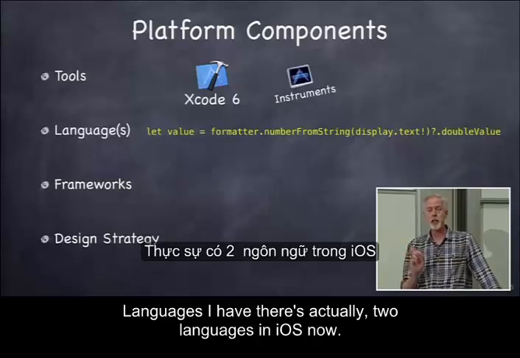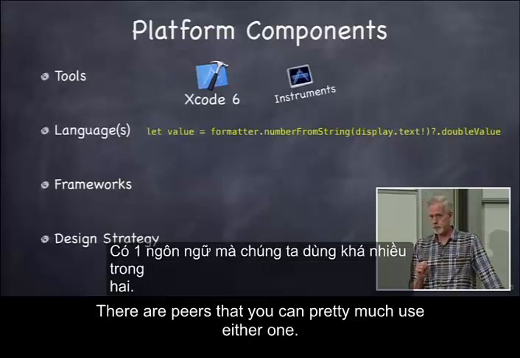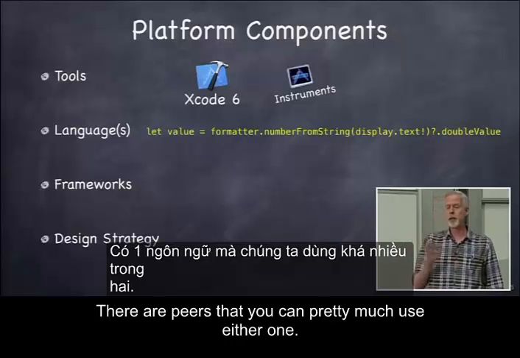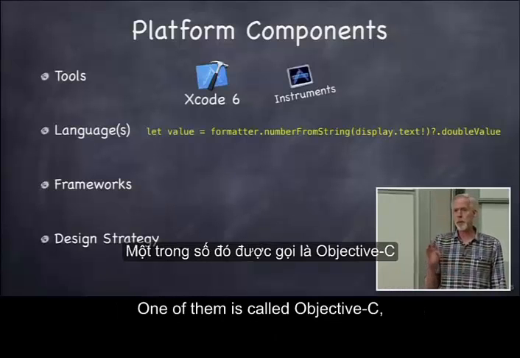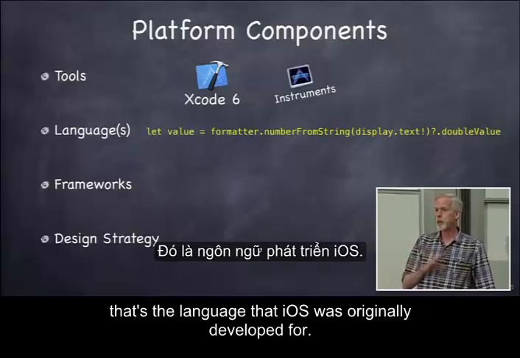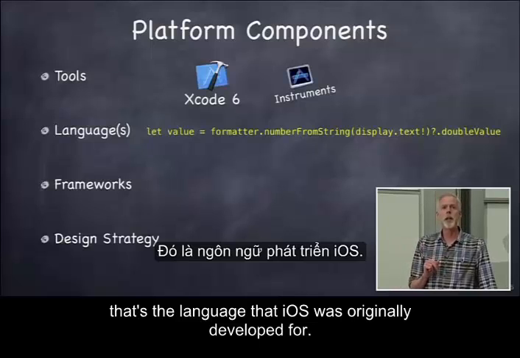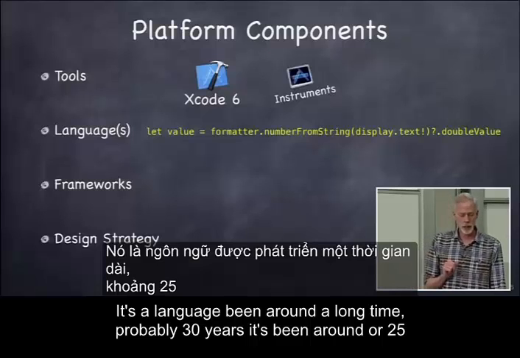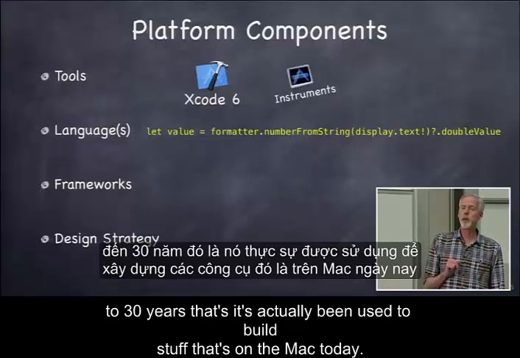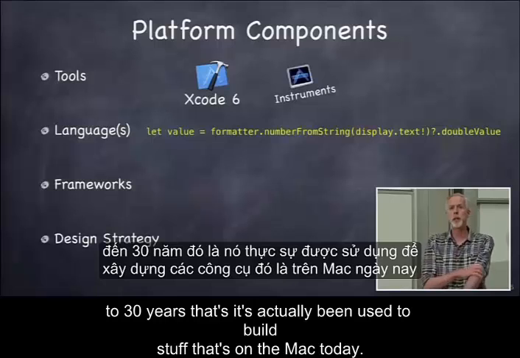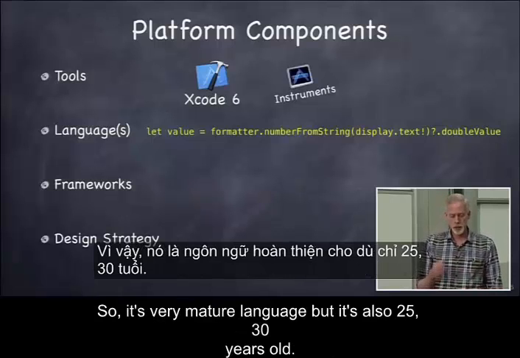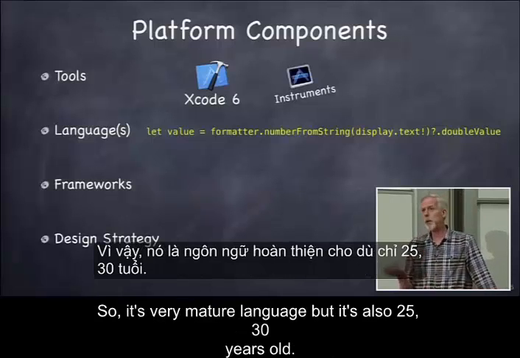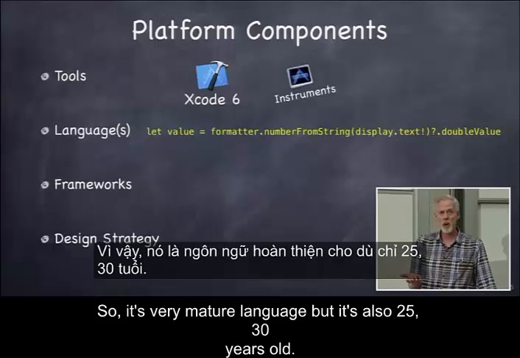Languages. There are actually 2 languages in iOS now. They are peers. You can pretty much use either one. One of them is called Objective-C. That's the language that iOS was originally developed for. It's a language that's been around a long time, probably 25 to 30 years, that it's actually been used to build stuff that's on the Mac today. So it's a very mature language, but it is also 25, 30 years old.